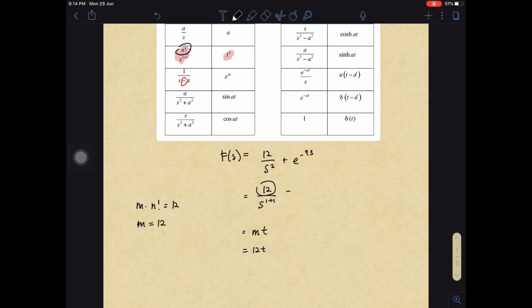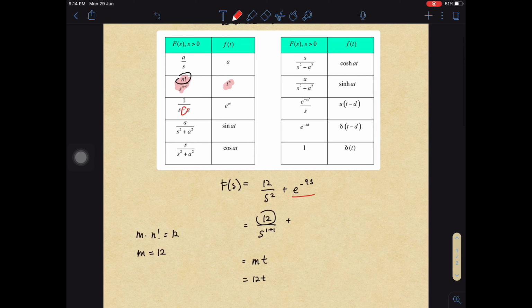Next, you have here e to the power of negative 9s, and if you compare to the table, e to the power of negative 9s is actually related to the function delta of t minus d. The Laplace transformation of delta t minus d will give you e to the power of negative ds. So what you need to know is the value of d. Directly from here you know that your value of d is 9, because you have negative here, here is negative, you have s here, here is s, so your d is equal to 9.